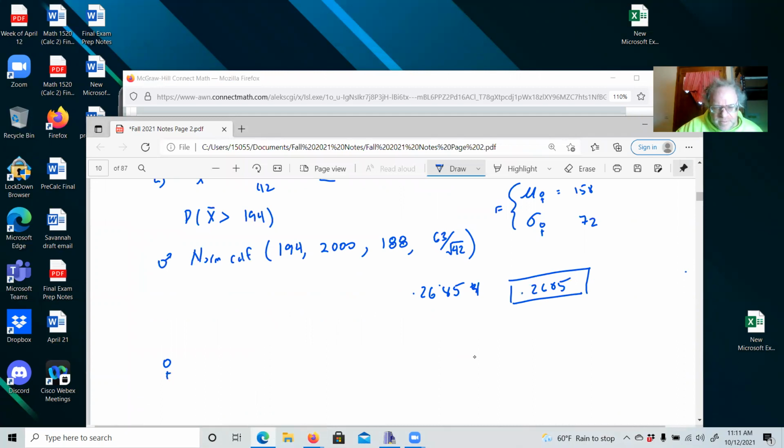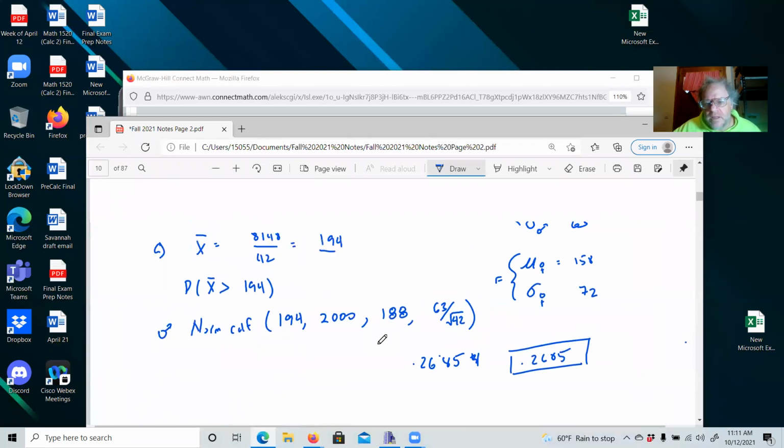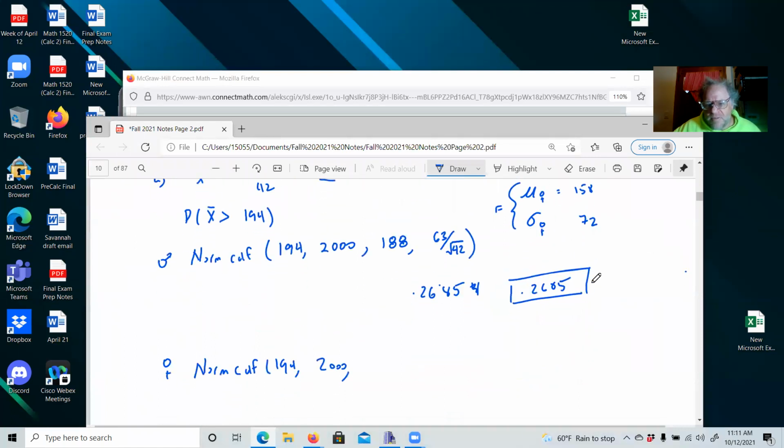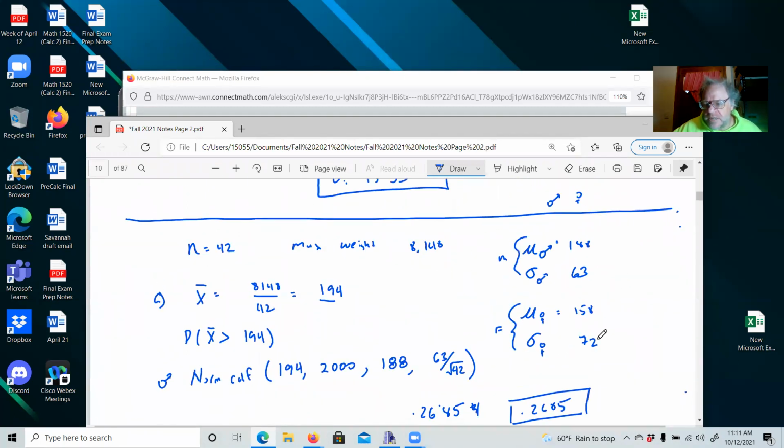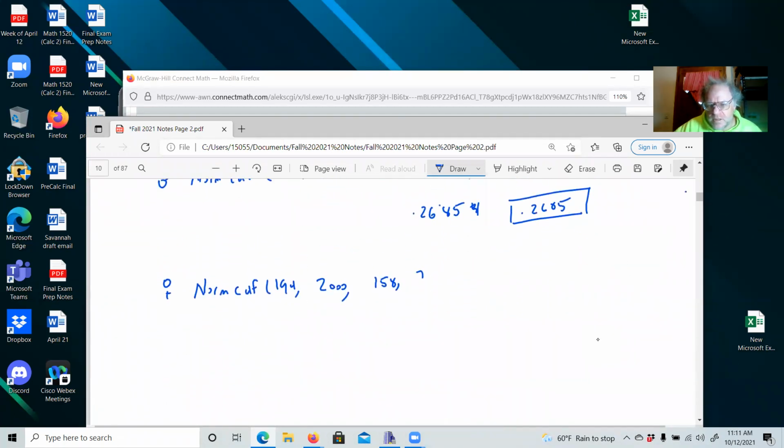So we have norm CDF. Right, we want to know about getting bigger than 194. We'll still use the same big number. But now we have a 158 average, right? And a standard deviation is going to be 72 over the square root of 42. All right, so that's what we're going to type into the calculator.